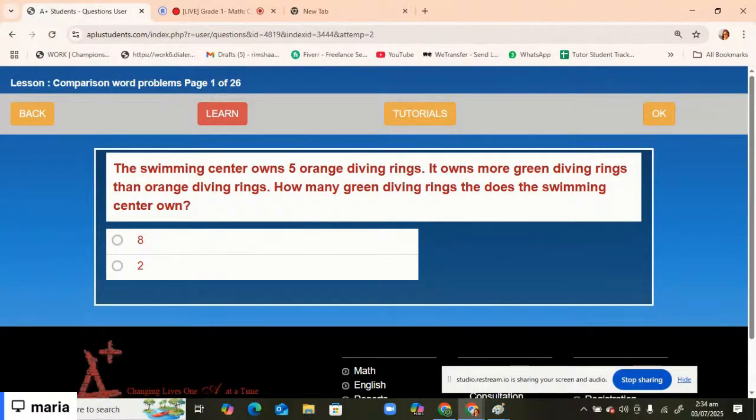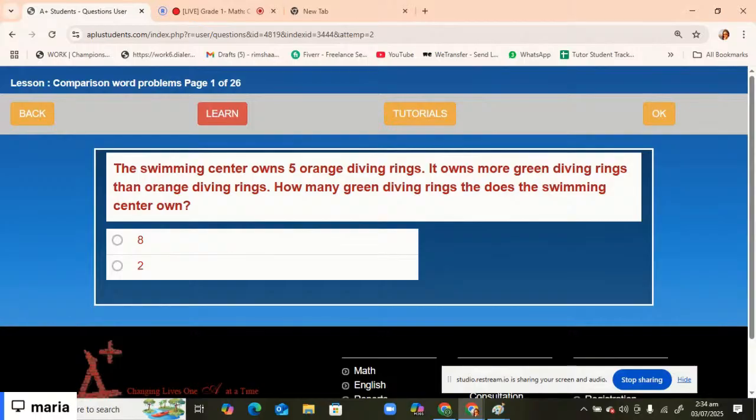The swimming center owns 5 orange diving rings. It owns more green diving rings than orange diving rings. Okay? 5 are orange and green rings are more than orange. So how many green diving rings does the swimming center own?